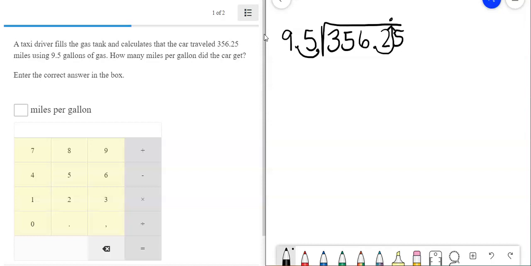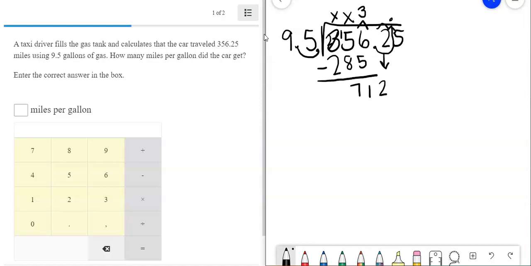Okay, 95 does not go into 3. It does not go into 35, but it does go into 356 3 times. 95 times 3 is 285. 6 minus 5 is 1. I'm going to need to borrow. 15 minus 8 is 7. I bring down my 2.